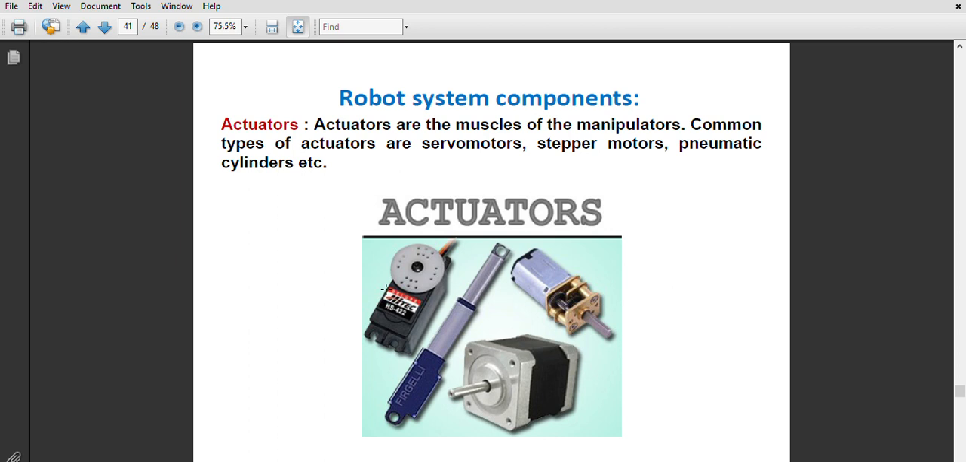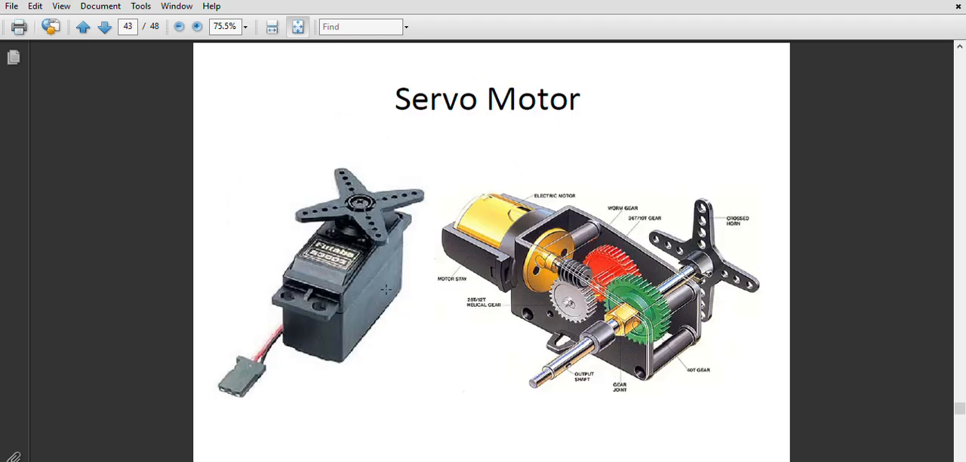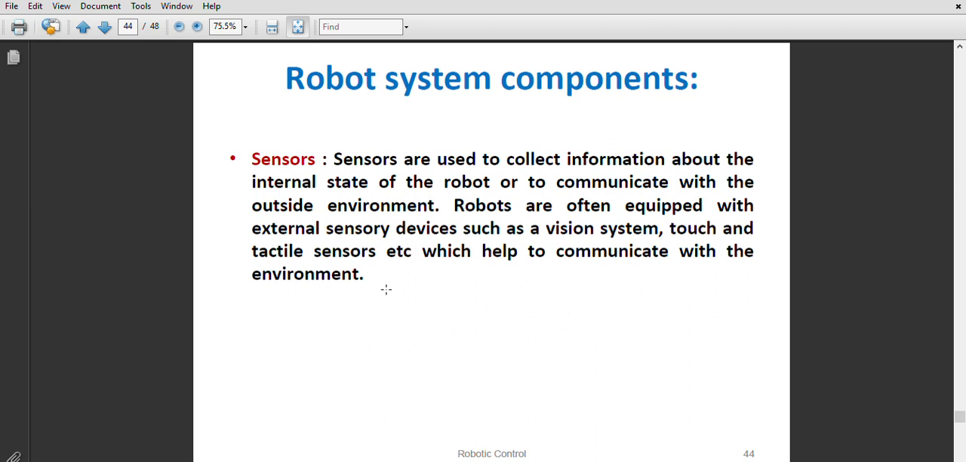Next, robot actuators are generally motors which transmit the supply to do the work. Stepper motors especially are used in grippers or assembly lines, where you can see the grippers. Most of the actions are done by the stepper motors. Next one is the servo motors.